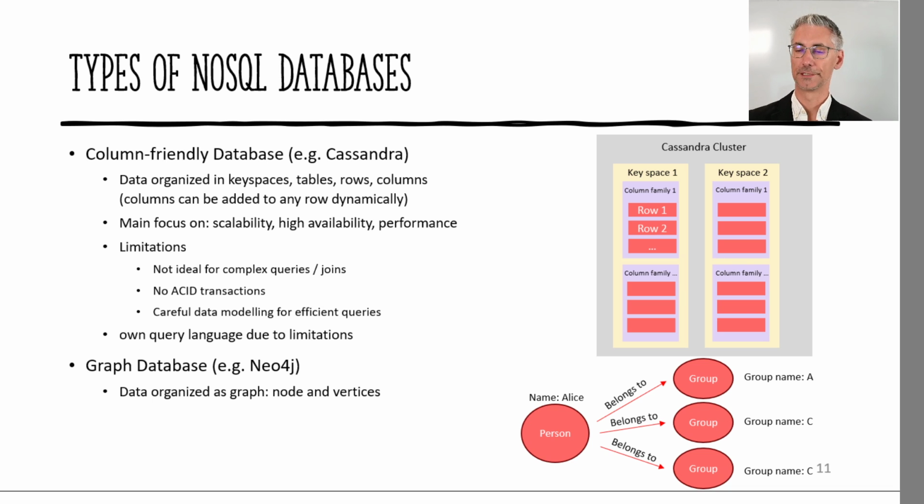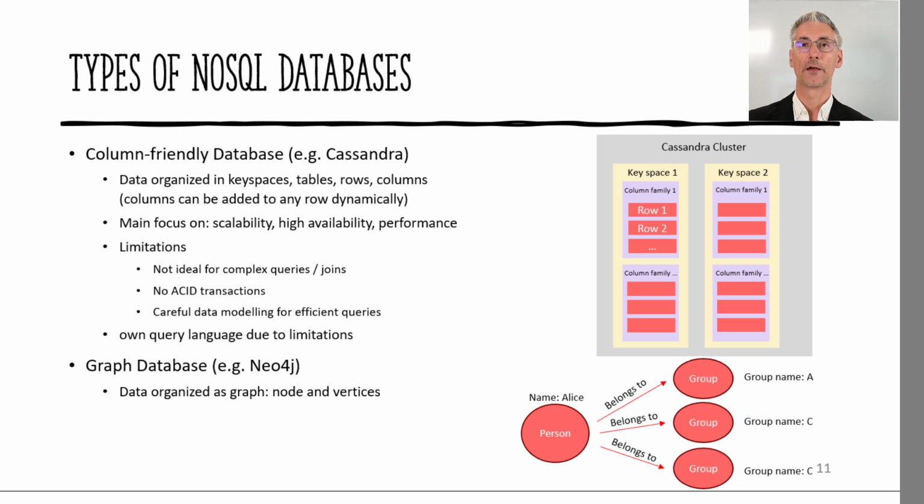You also have column-friendly databases like Cassandra and others, and here the data are organized in key spaces, tables, rows, columns. That sounds very familiar to relational databases. However, the main focus is on scalability and high availability and performance. So this means that you have to make some compromises. For example, this is not ideal for complex queries or complex joins between these key spaces and tables, and you also don't have these strong guarantees of relational databases, so you don't have ACID transactions.